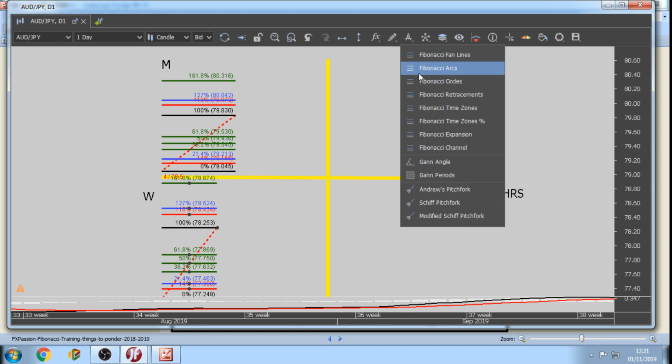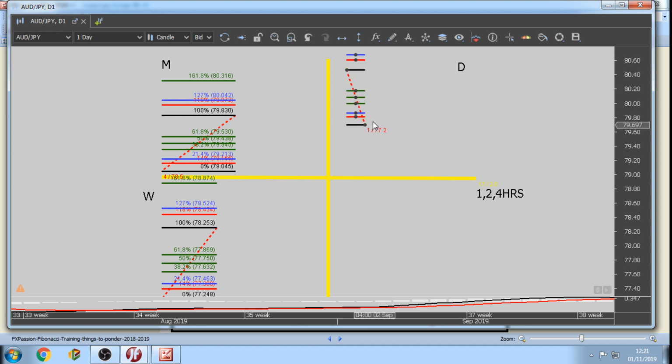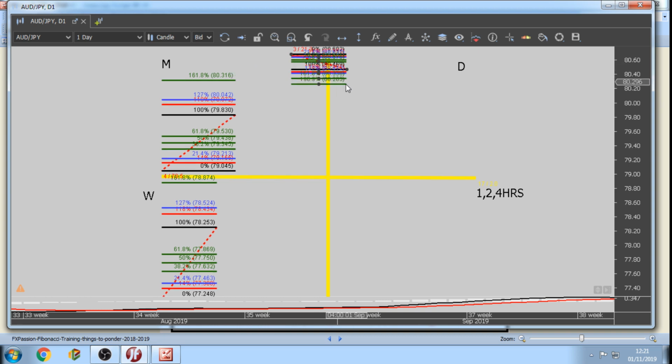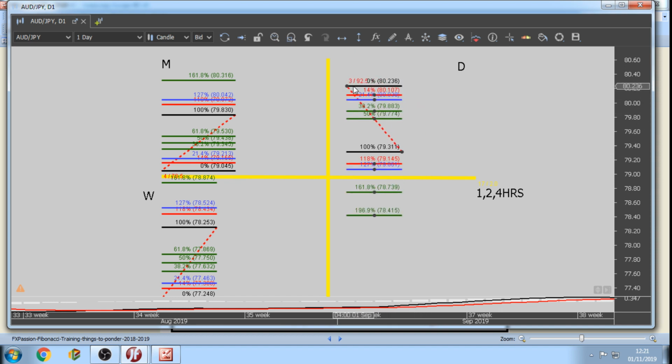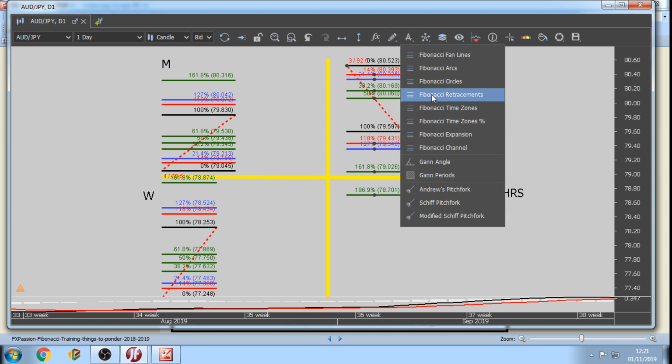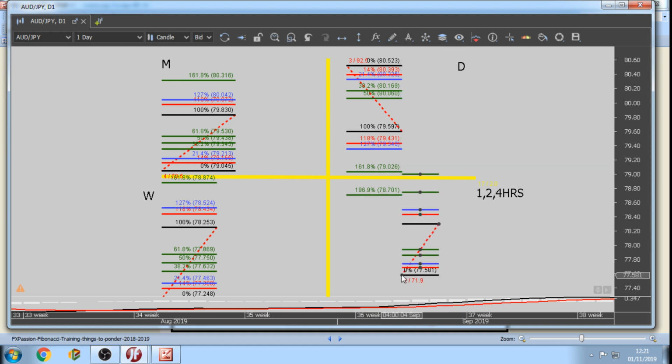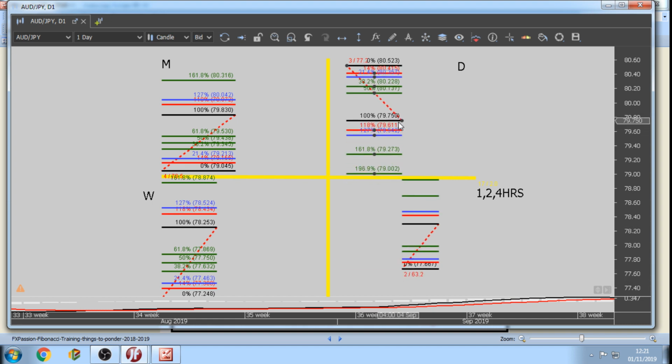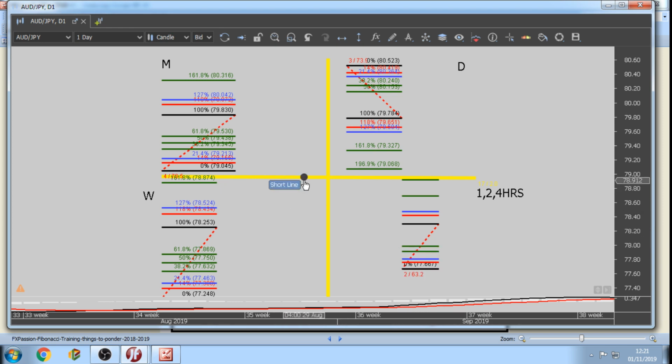On the daily, we are going to have a down original Fibonacci like this, something like this. And on the 1, 2 hours Fibonacci retracement, we are going to have an up Fibonacci like this. There you go.